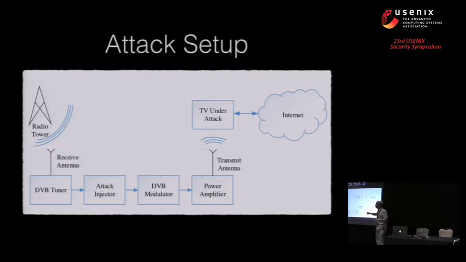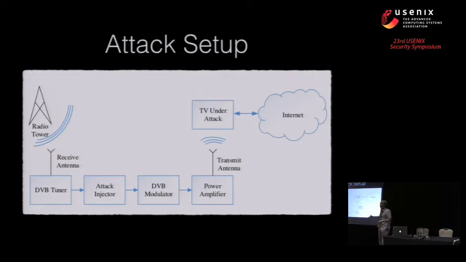the power amplifier. The DVB tuner is something really cheap. You can buy them for like $10 off eBay, and you get a free antenna. The DVB modulator, when I started doing this research, cost $1,500. Now you can get one from Hong Kong for $180. And the power amplifier, that's up to you to trade off. The more expensive they are, the higher power they are, the more cumbersome they are.